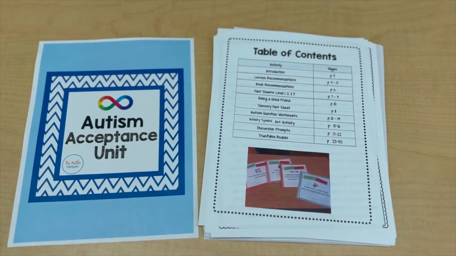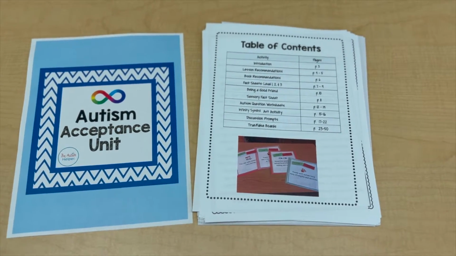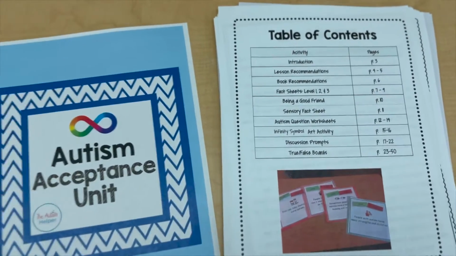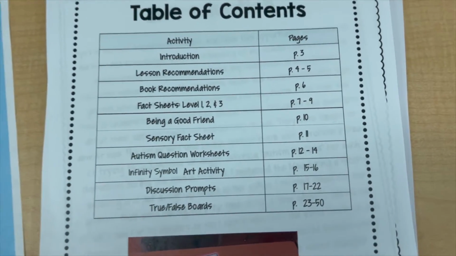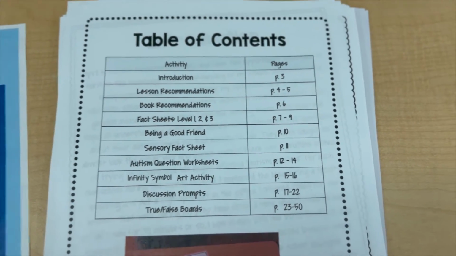What I love about this unit is that everything is already done for me. I just have to print, prep, and go. So here is the cover sheet, and then here is everything that is included within the Autism Acceptance Unit. It's amazing. Let's look inside.